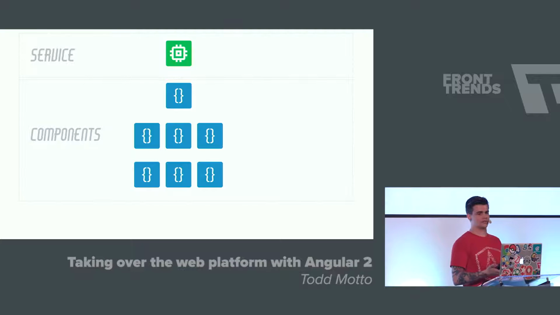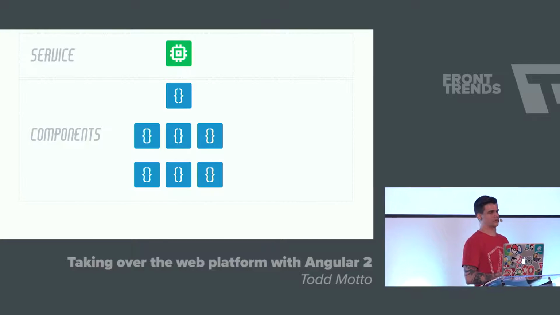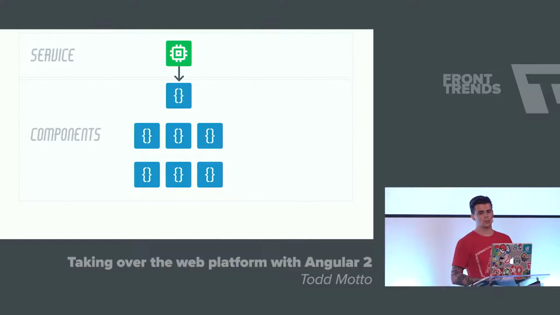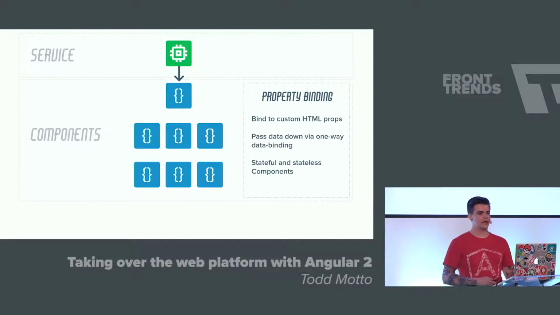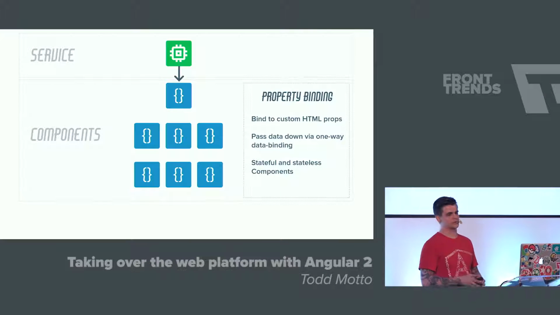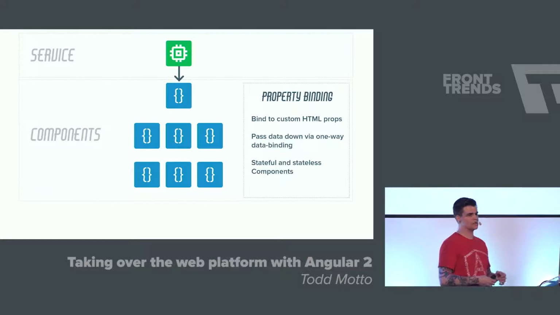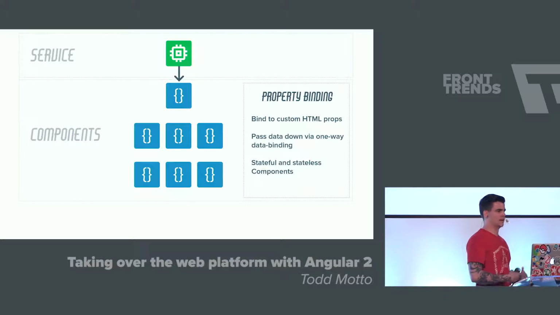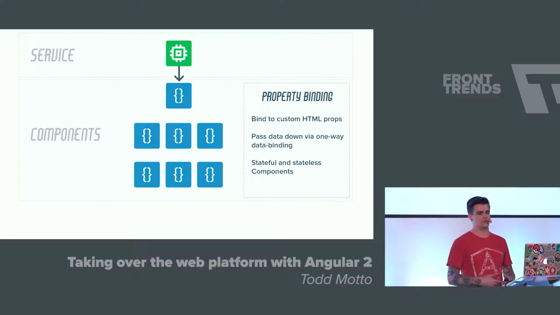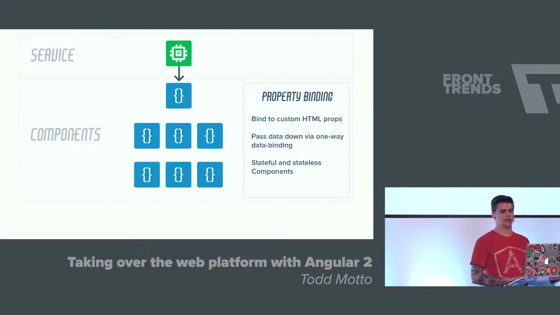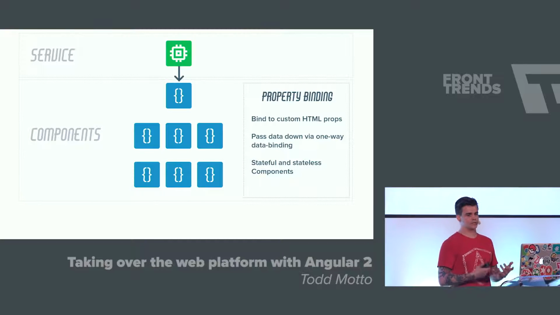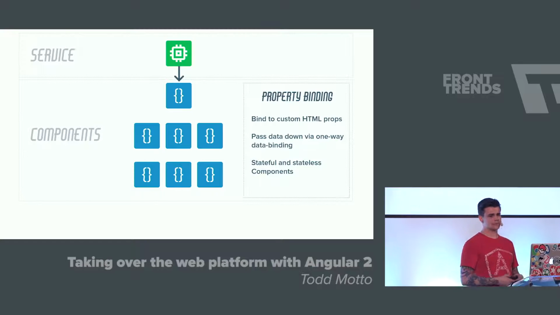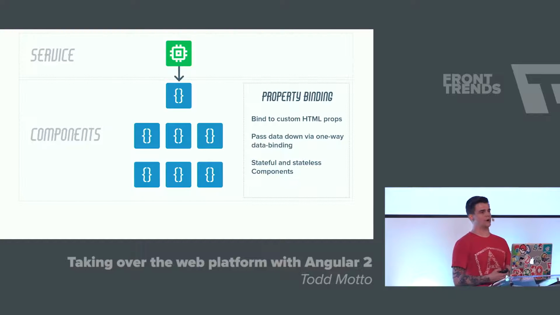So if we've logged into Gmail, for example, we might want to go and get our list of emails, which we bring back from the service, and we actually inject it into a component. The way that we do this is called property binding. If you've used Angular or React, in React you have this.props. In Angular you bind to custom HTML elements. So here we bind to custom HTML props, and pass the data via one-way data binding.